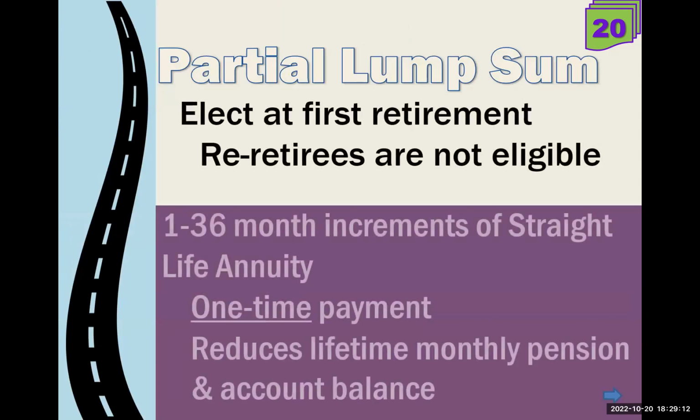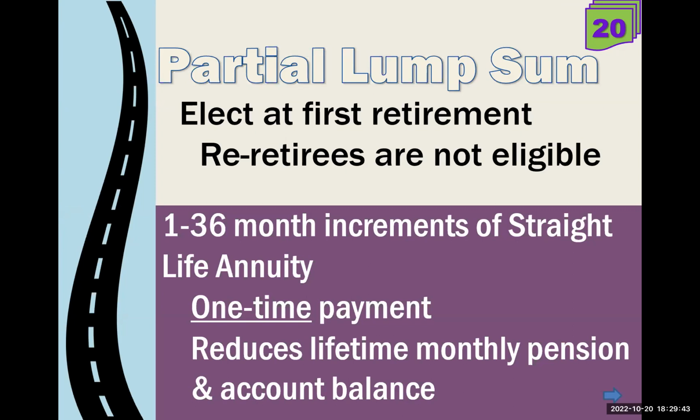All right, so now we're going to talk about the partial lump sum. This is a one-time opportunity that you have to receive a lump sum amount at your first retirement in exchange for a reduced monthly benefit for the rest of your life. Now, with a partial lump sum, you can request 1 to 36 increments of your straight life annuity amount to be paid to you approximately 90 days after your retirement date.